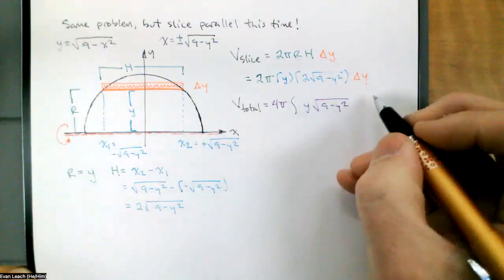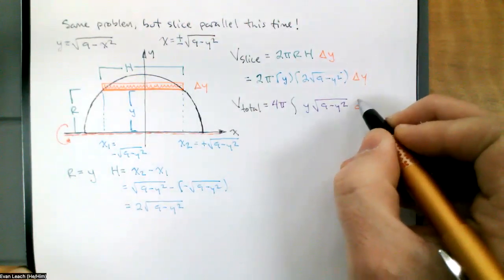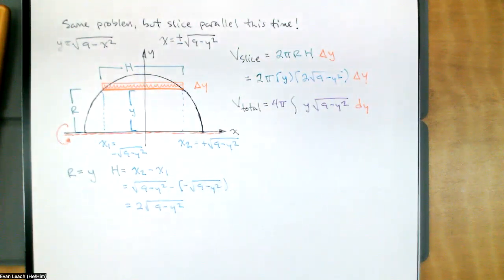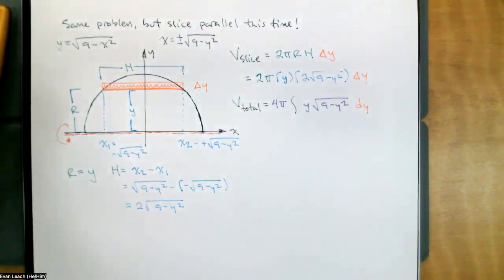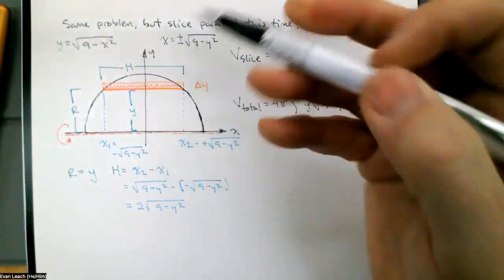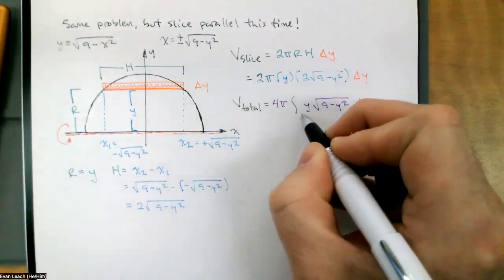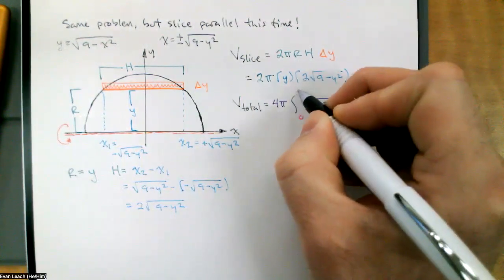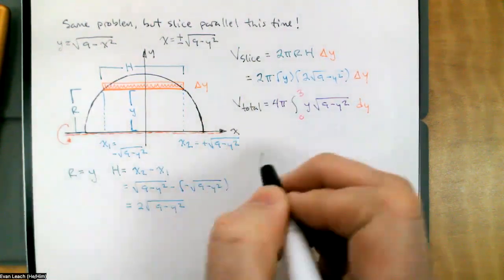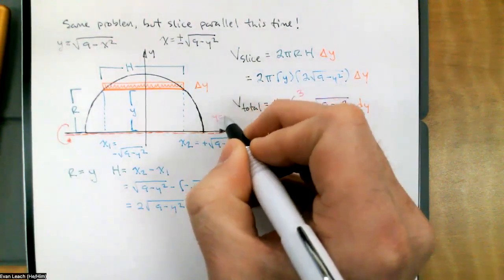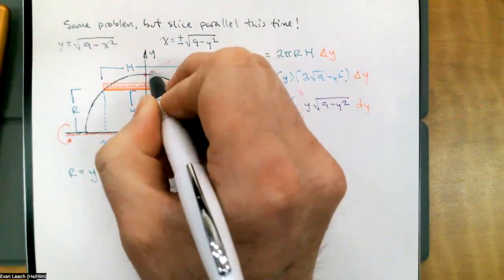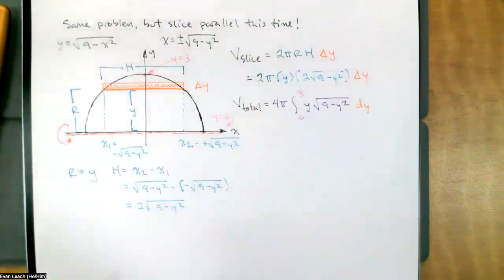Our discrete delta y becomes a continuous dy. And we have to integrate over all the appropriate values of y, all the values of y for which we have a slice. Now, in this case, we're integrating over the y values. So y will go from 0 up to 3. Down here at the x-axis, that's where y equals 0. And up here at the top of the circle is where y is equal to 3.